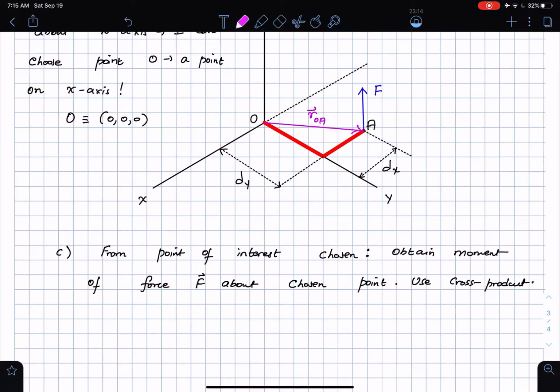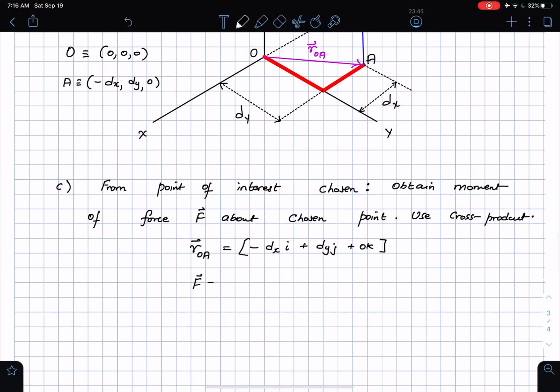In this case, r_OA is going to be the coordinates of A minus O. Let me write the coordinates of A here: minus dx, dy, and then 0. So the position vector OA is going to be minus dx in the i, dy in the j, 0 in the k. And the force vector F was 0i, 0j, and then F times k, which means if I have to find the moment about the point O due to the force F, this is just the position vector crossed with the force, right?